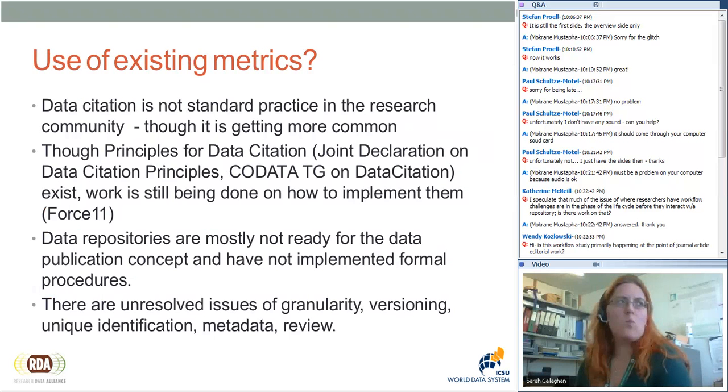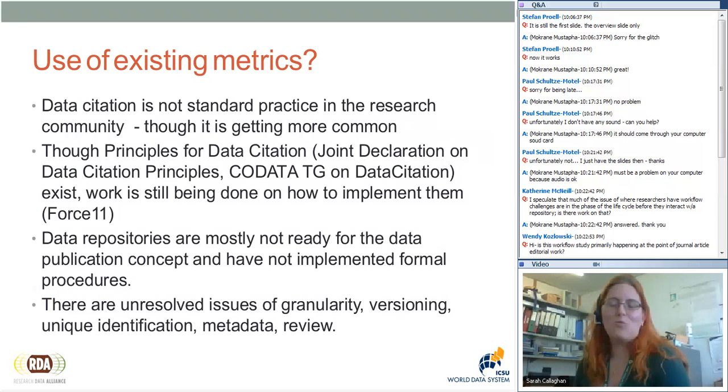At the moment, we're not really able to use existing metrics to apply them to data. Even though people have been putting a lot of time and effort and energy into promoting and coming up with methods of using data citation as a method of tracking the impact of data, it's still not yet common practice enough, although it is getting more common. Everyone, I hope, will have heard of the Joint Declaration of Data Citation Principles and the CODATA task group on data citation. If you haven't, go look them up. They're very good.